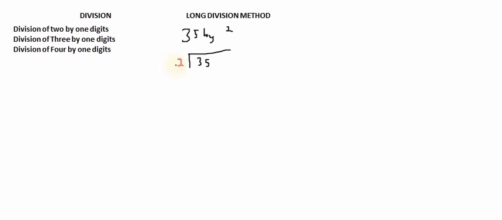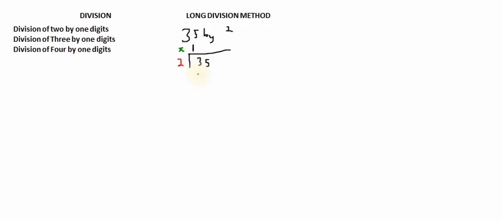This is the divisor. The first thing to do is to pick the first number here. How many times will 2 go into 3? Inside 3, how many times will I see 2? I will only see 2 one time. So 2 goes into 3 only one time, and I put 1 on top.